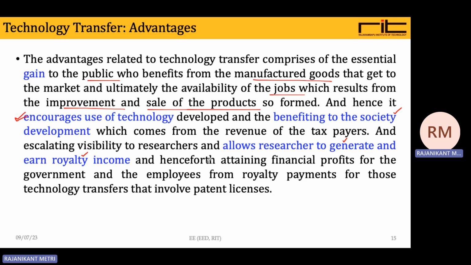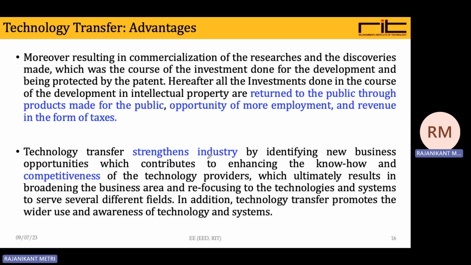So wherever patent licenses are there, it gets benefited by the researchers, innovators, as well as the governments through taxpayers, and it creates jobs through sale, manufacturing, and design. So these are some advantages. Then what are the other advantages? Resulting in commercialization of researchers and discoveries made, which was the course of the investment done for the development and being protected by the patent.